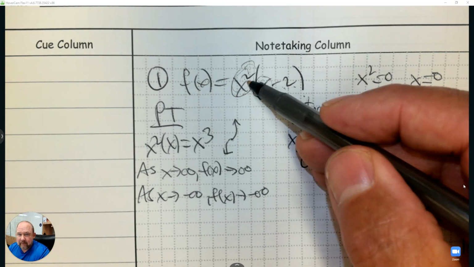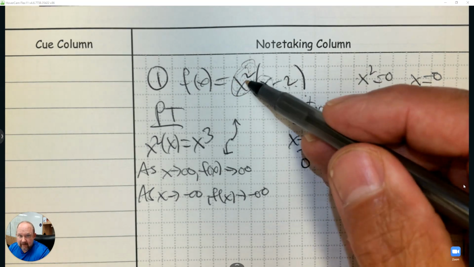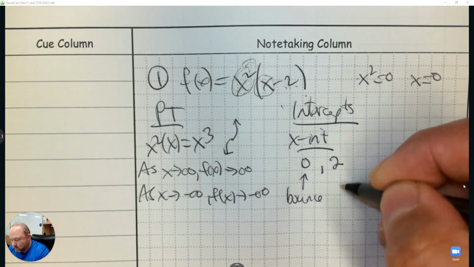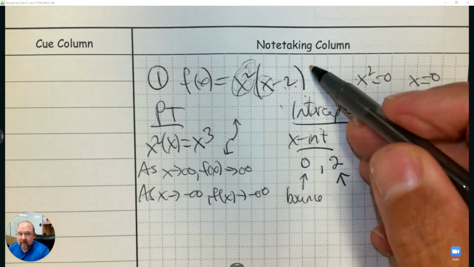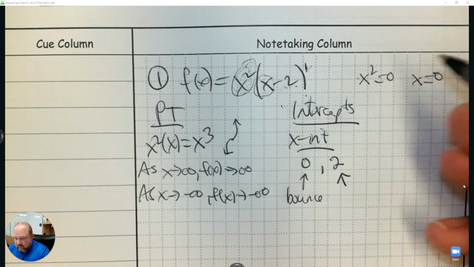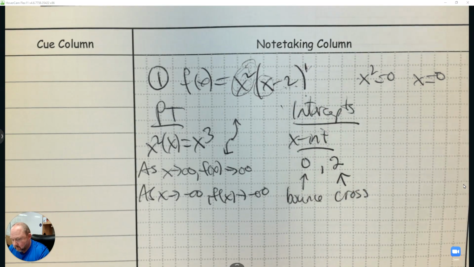Now look at the exponent for 0, where I got that answer. And see an even exponent? That means it's going to bounce at 0. And if you look here, what exponent don't you see that's here for the second factor? It's odd, which means it's going to cross over at 2.